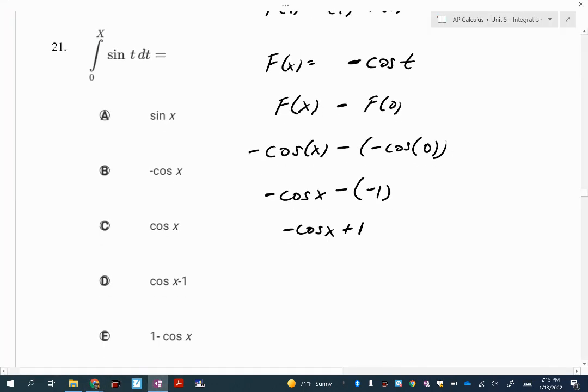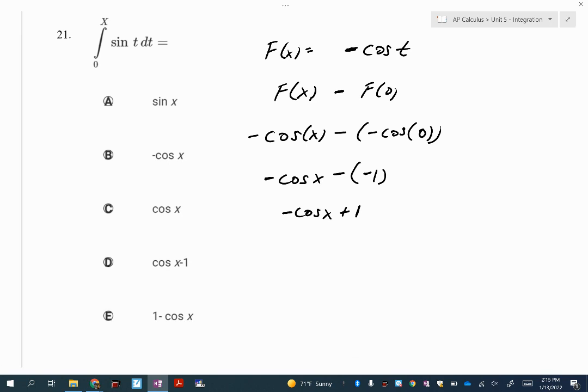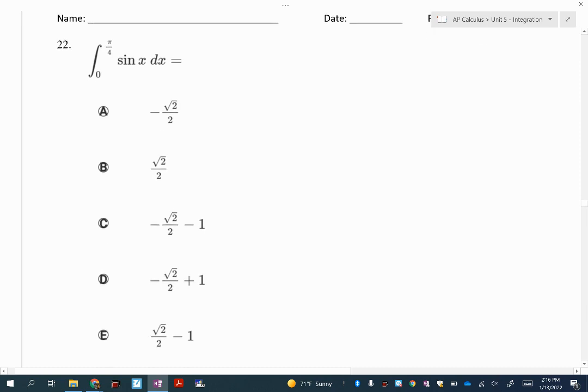Anyway, that was really funny. I'm sorry. I just didn't even have answer choice E available, so I was only looking at A through D, which was why I was confused, why I couldn't find this. But there it is. Answer choice E was hiding. So it's 1 minus cosine x. I was like, I swear I did this right. So I apologize for that. 21 is E.